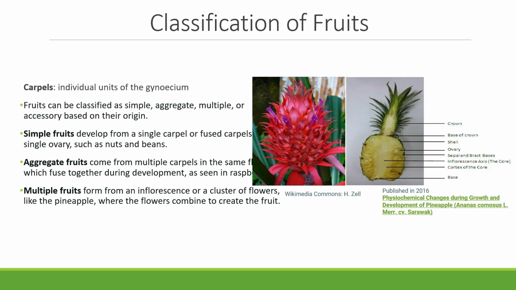Multiple fruits form when an entire inflorescence or many separate flowers, that's the key part here, grows together. Each flower produces a small fruit, and these fuse together into one large structure. Pineapples are a great example of this. What we eat are the combined matured ovaries of dozens of separate tiny flowers that were clustered on one stem.